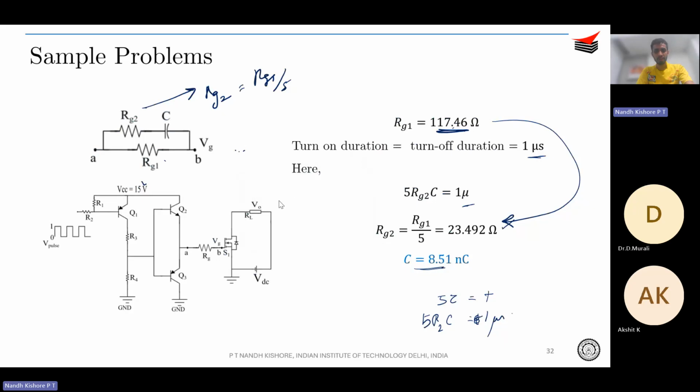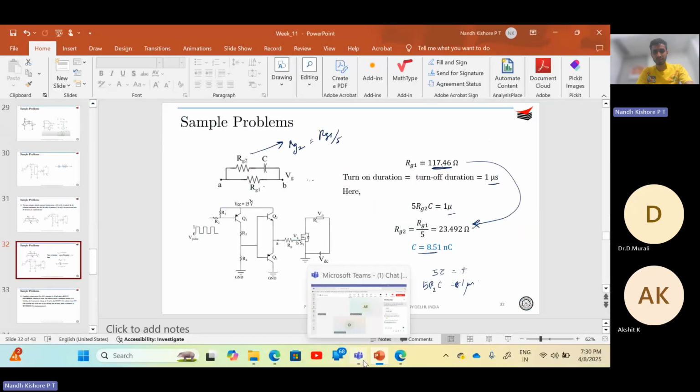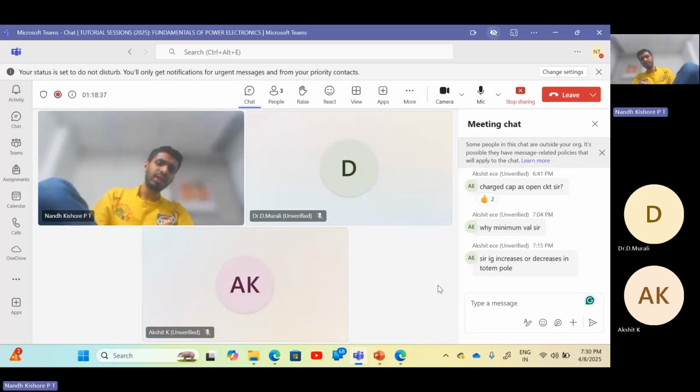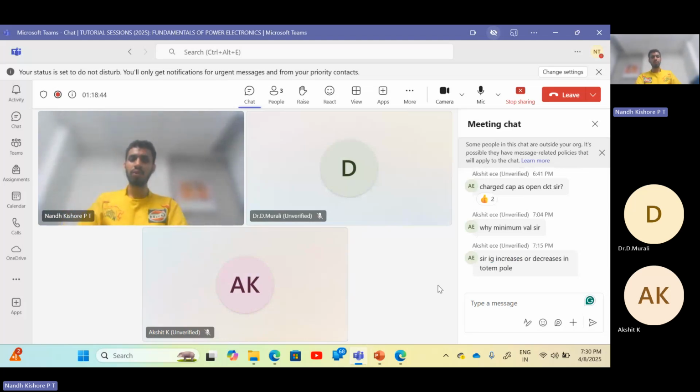Let me check the question till this point. Any doubt? Does IG increase or decrease in the totem pole? IG decreases, so that's why you use that.